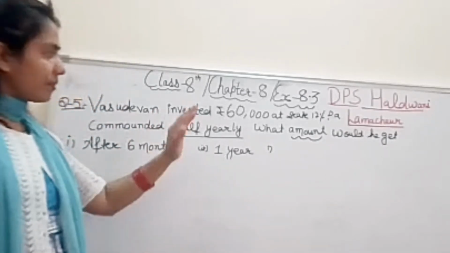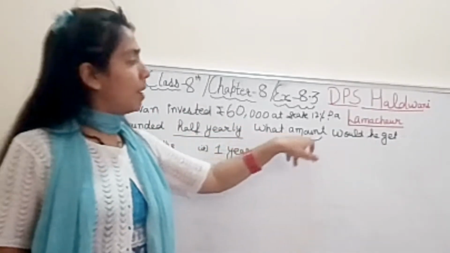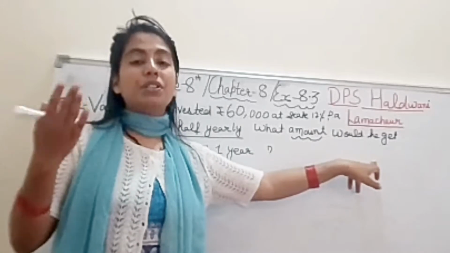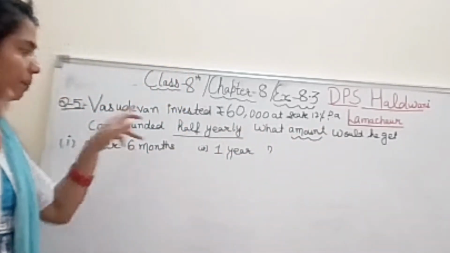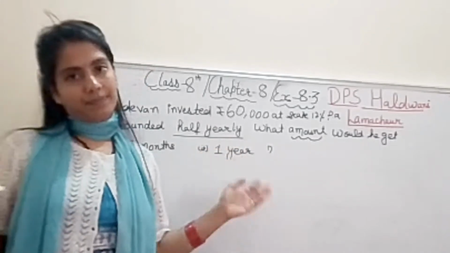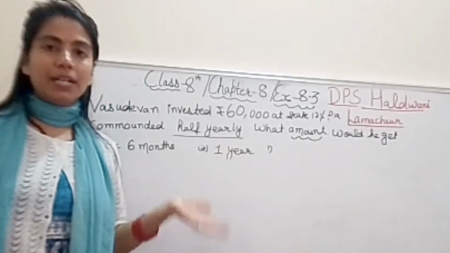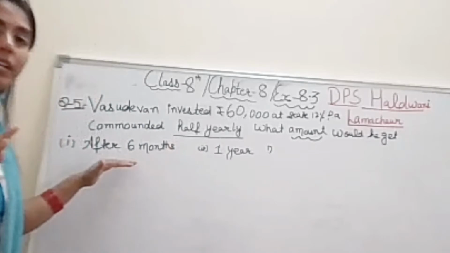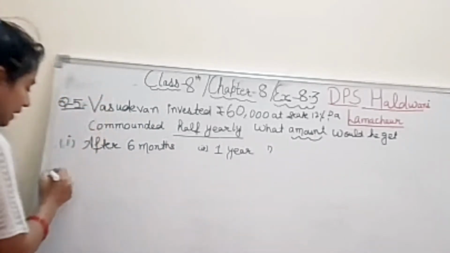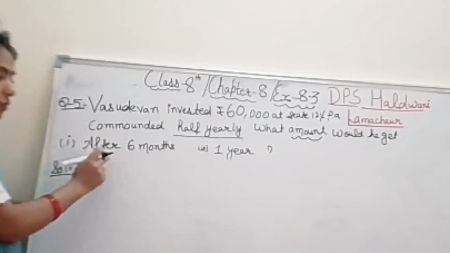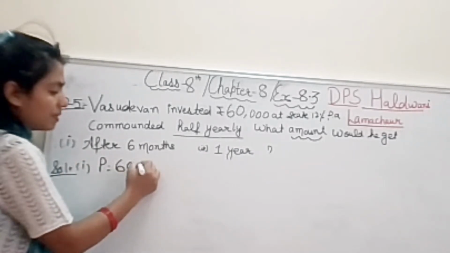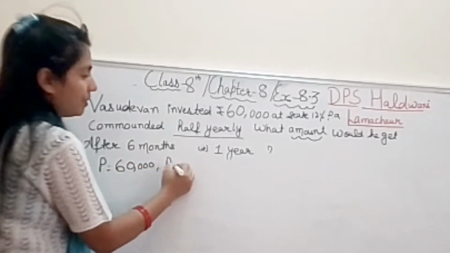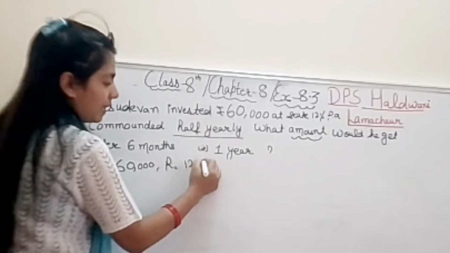Right, students? So the next line is: what amount would he get? How much amount will he get after 6 months? Second part, after 1 year. No change, students, but the changes are in the rate of interest and the time. How? Let's see. For 6 months, first of all, the principal would be the same, 60,000, right? Rate of interest 12% per annum.